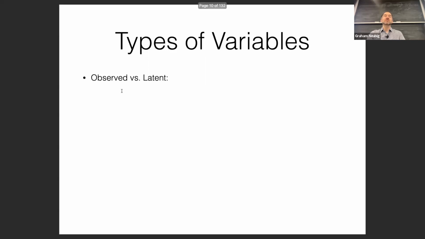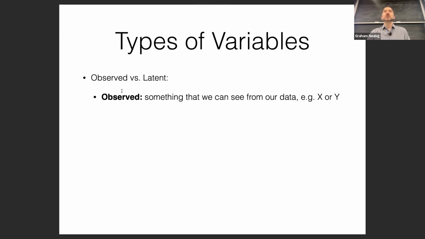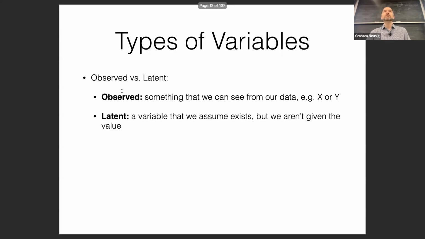So types of variables. This is an important distinction that we are going to be talking a lot about in this class. There are different types of variables that we can be talking about. There's observed variables versus latent variables. The difference is that observed variables are something that we can see directly from our data. These could be, for example, the inputs, or in a labeled data set, they could be the outputs. And a latent variable is usually a variable that we assume exists, but we aren't given the value of this variable.